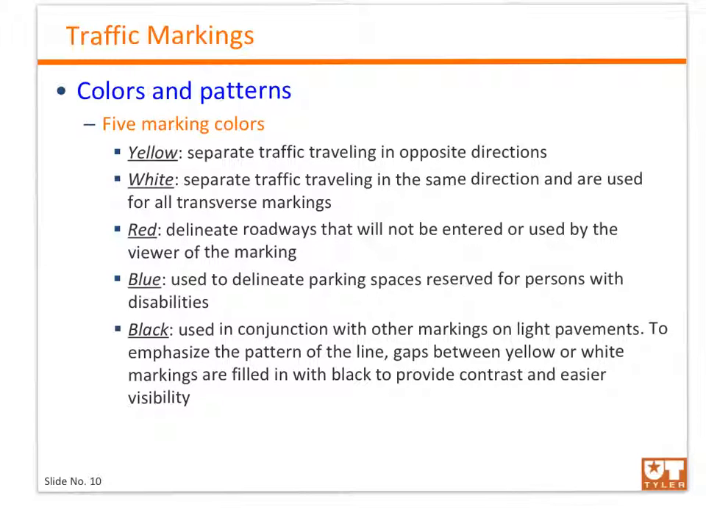The fifth color is black. Black is typically not really used as it is; it's used in conjunction with other markings on light pavements. We use it to emphasize the pattern of the line, where gaps between yellow or white markings are filled in with black to provide contrast and easier visibility. So it's really a tool rather than something we use to deliver a certain message. We use it to make the other colors look brighter and deliver the message more clearly.